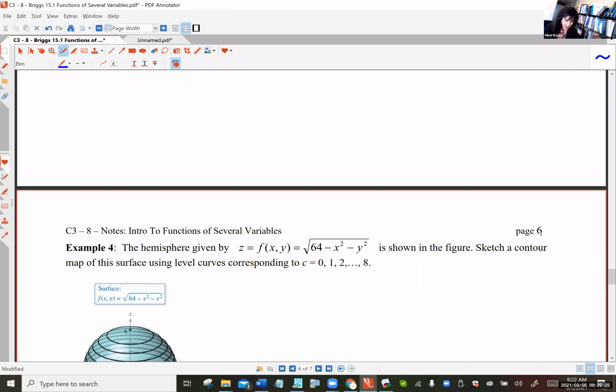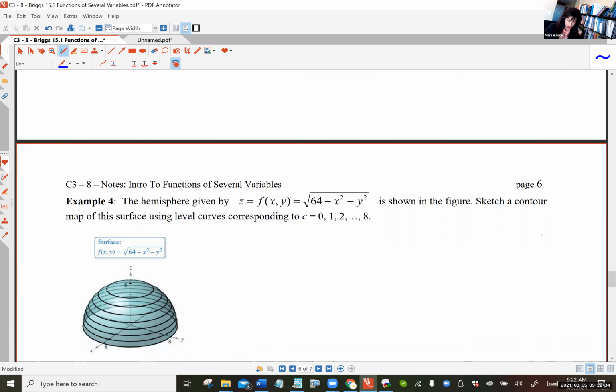So let's do one. How would you figure out the level curves and the contour maps for a given function? I'm going to show you how to go through this step by step. Okay, you're going to have this on MyMathLab.